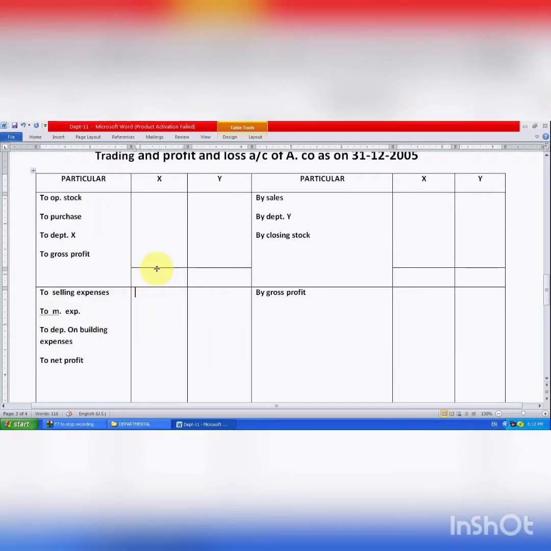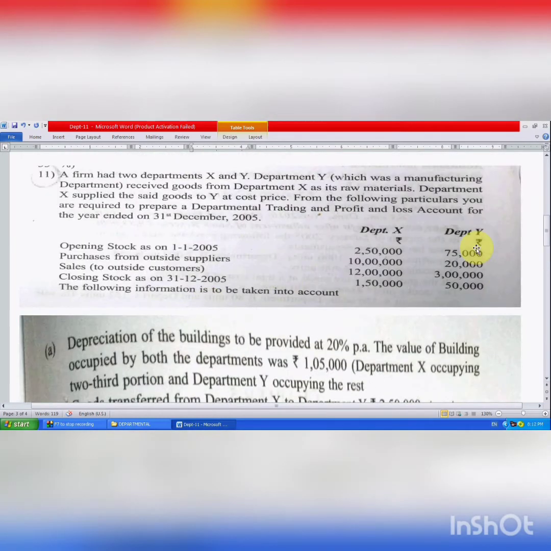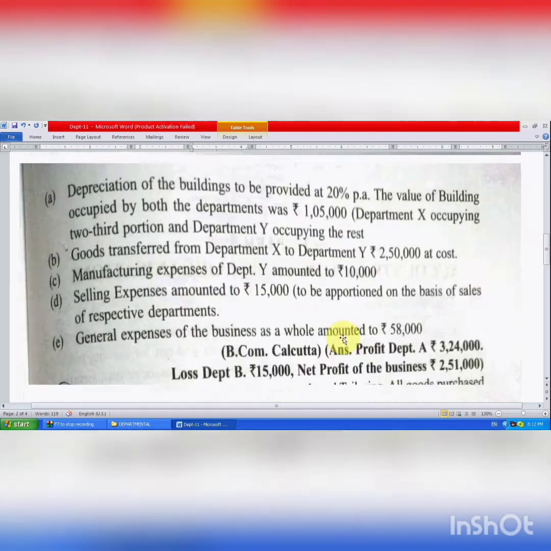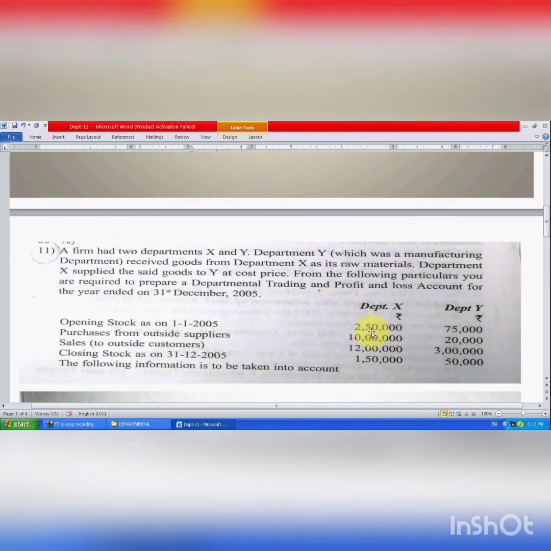First take opening stock: 2,50,000 for X and 75,000 for Y. Purchases: 10 lakhs for X and 20,000 for Y. So 10 lakhs purchase and 20,000 for Y.